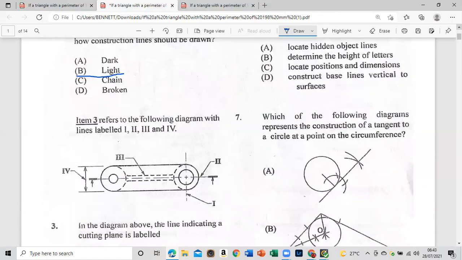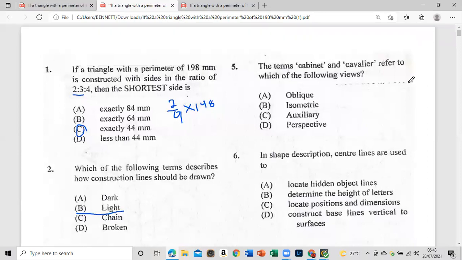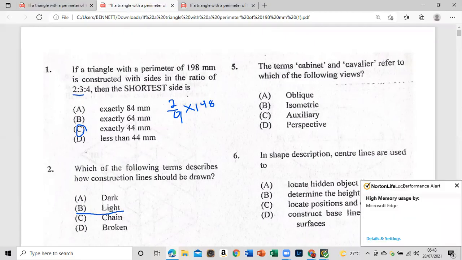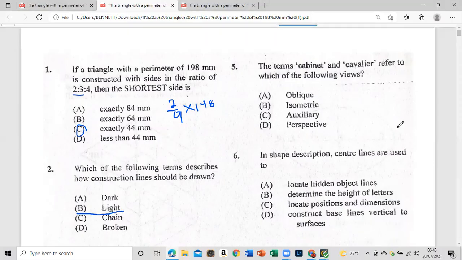All right, let's move on to 5 rather. The terms cabinet and cavalier refer to which of the following views? Is it oblique, isometric, auxiliary, or perspective? And guys, make sure you're reading up all your notes so you can do all of this. She's not going to be able to do another paper for me, but I really appreciate this one. And that would be oblique.